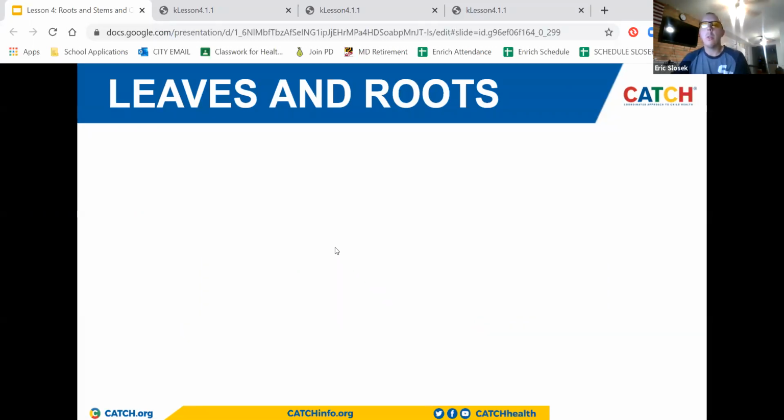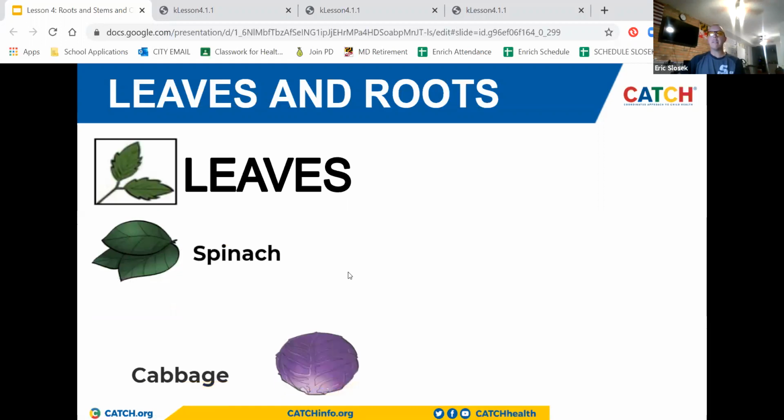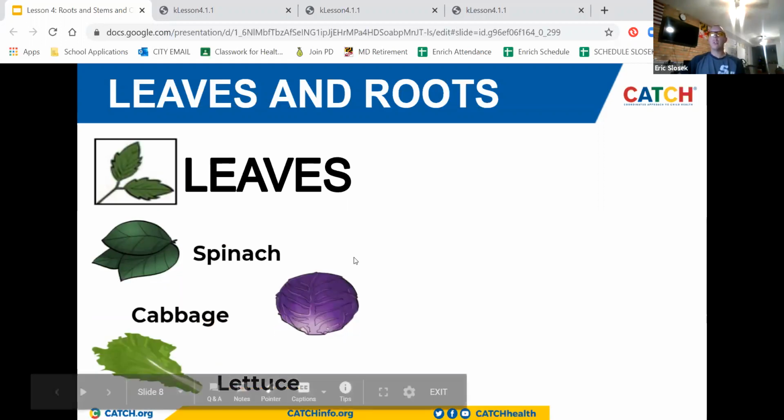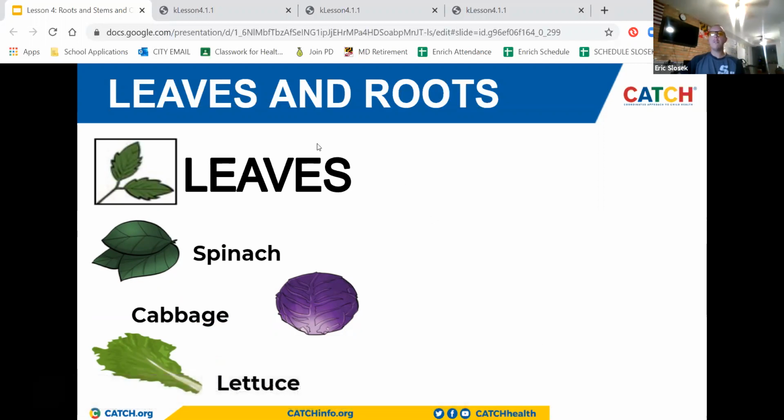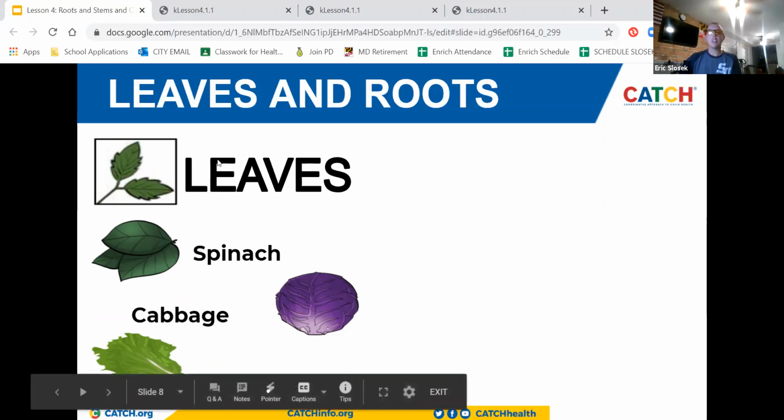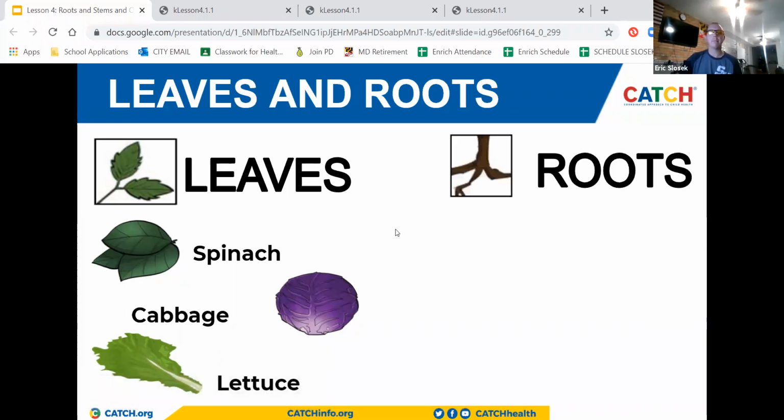So when we talk about leaves and we talk about vegetables, there are some different types of vegetables that are considered leaves. You're looking on the screen right now, and we're showing spinach is one, cabbage, and lettuce at the bottom. I know it may be hard to see it right now because my screen keeps popping up, and I'm going to move that out of the way as much as I can. Okay, so lettuce, cabbage, and spinach, all leaves.